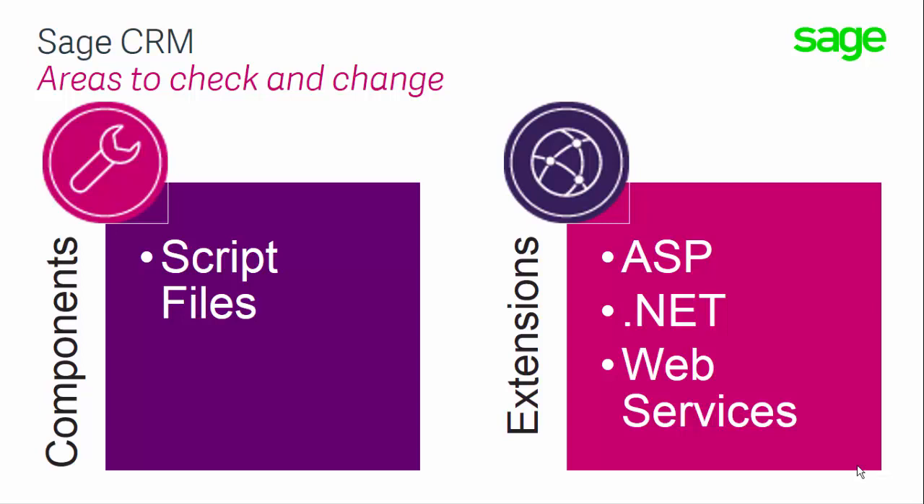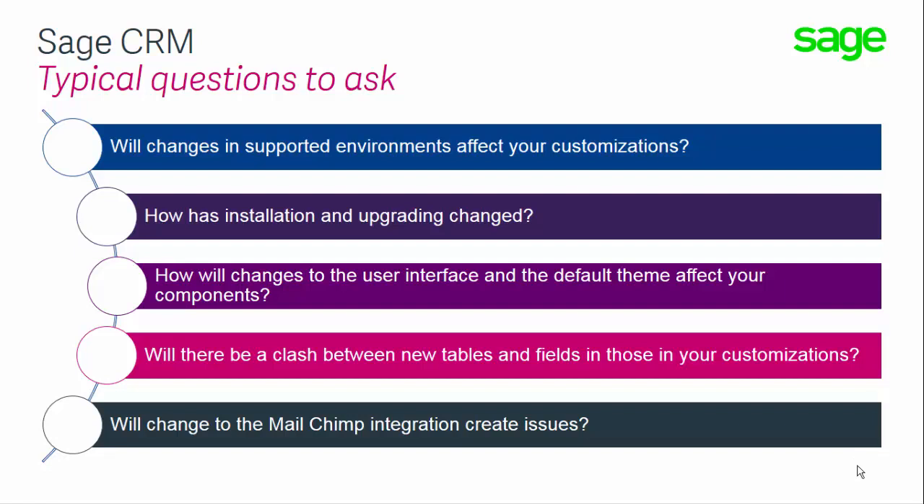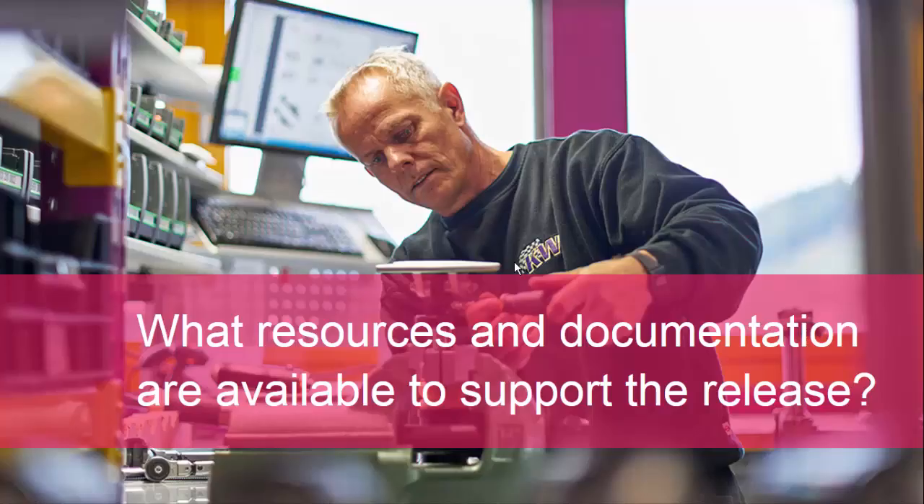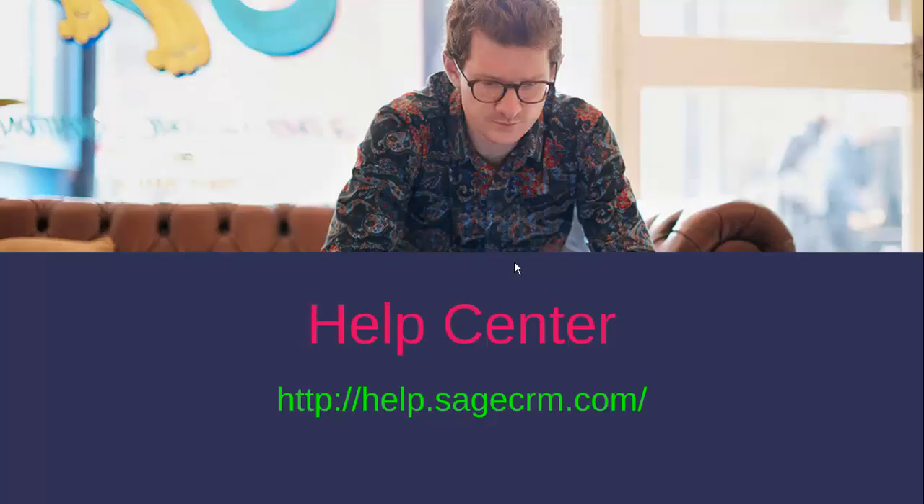So we've got to think about then typical questions that we can ask. What changes in supported environments will affect those customizations? How has installation and upgrading changed? How will changes to the user interface and default theme affect those components? And will there be a clash between new tables and fields in your customizations? And will change to the MailChimp integration create its own issues? So what are the resources and documentations available to support this release?